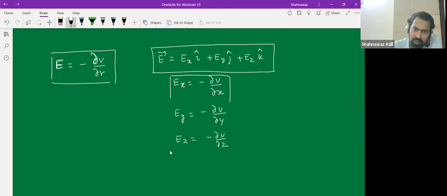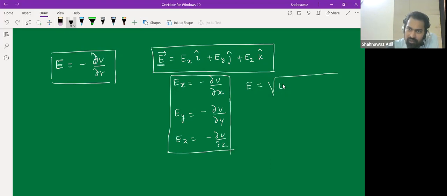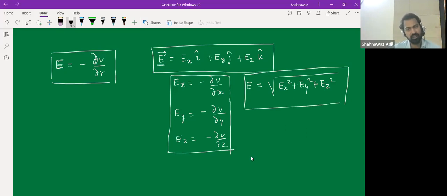So these will be the value of the electric field in all the directions: x, y, and z direction. And then how can we calculate the magnitude of this? The magnitude of E would simply be the root of Ex square, the x component, plus Ey square, the y component, and then Ez square. So this would be the magnitude of the electric field, right?